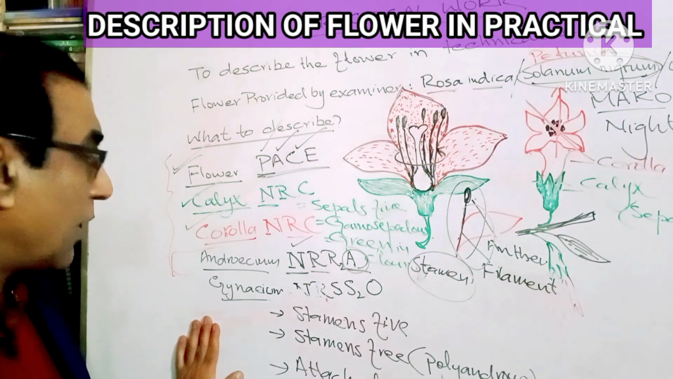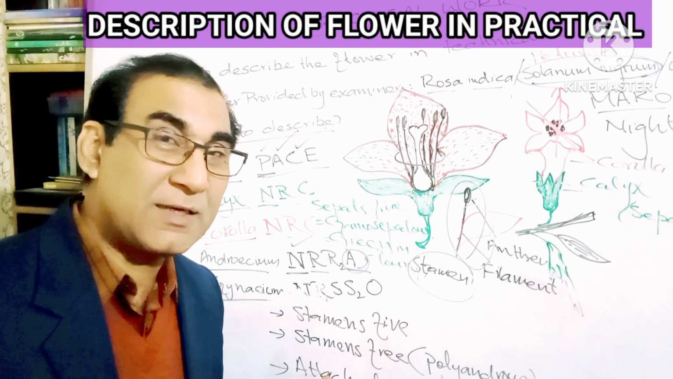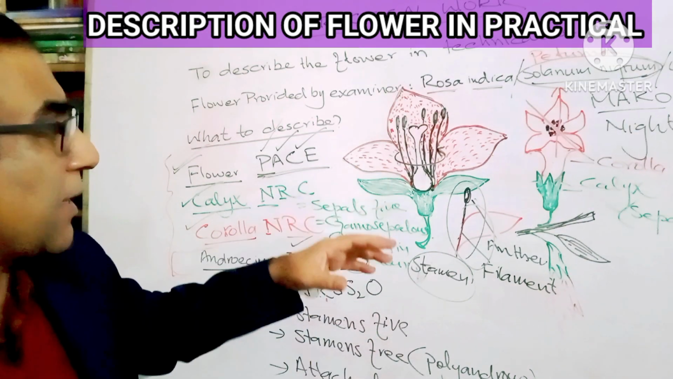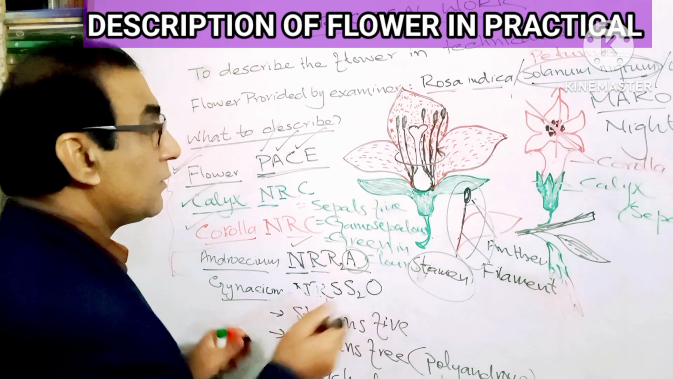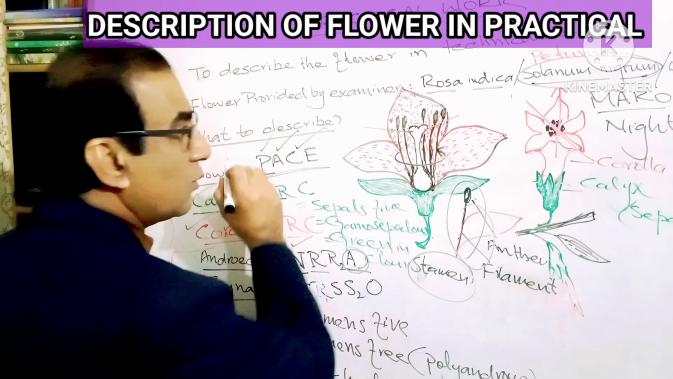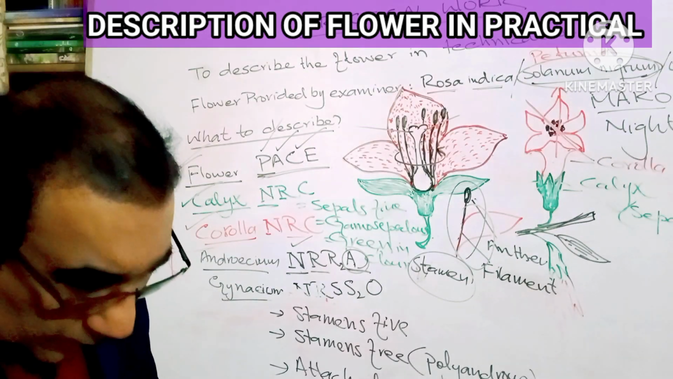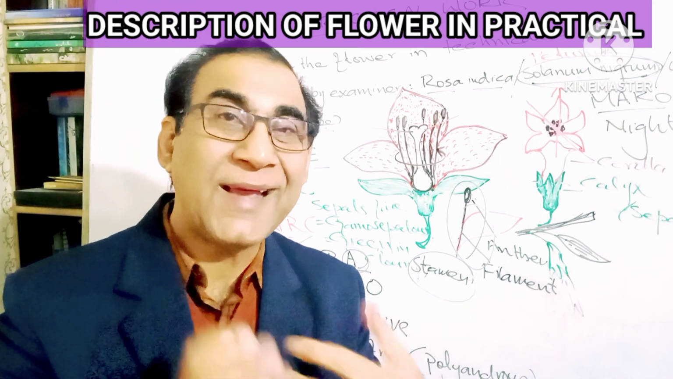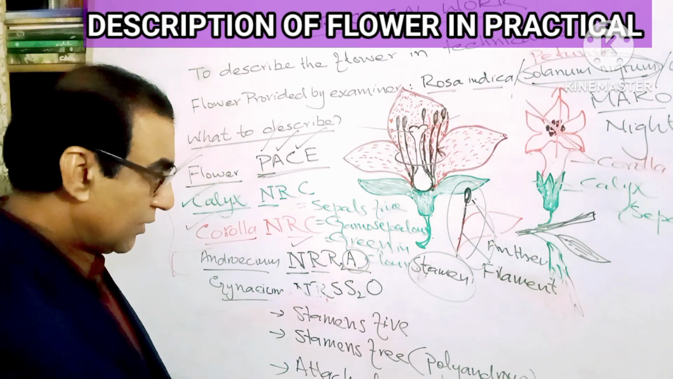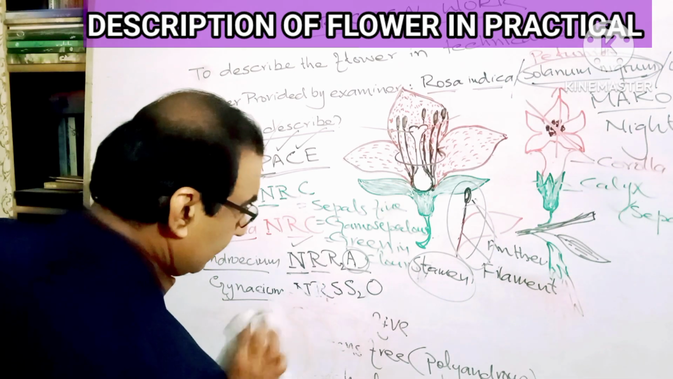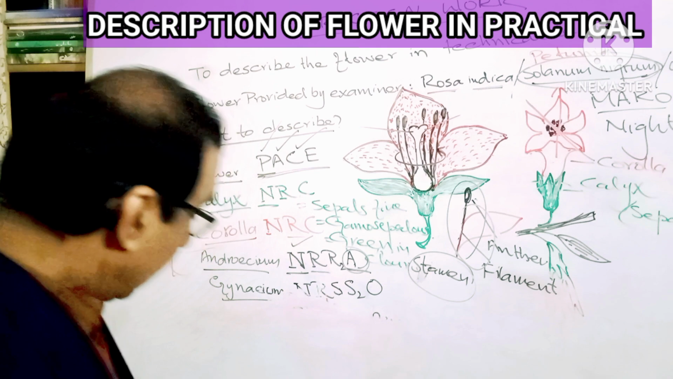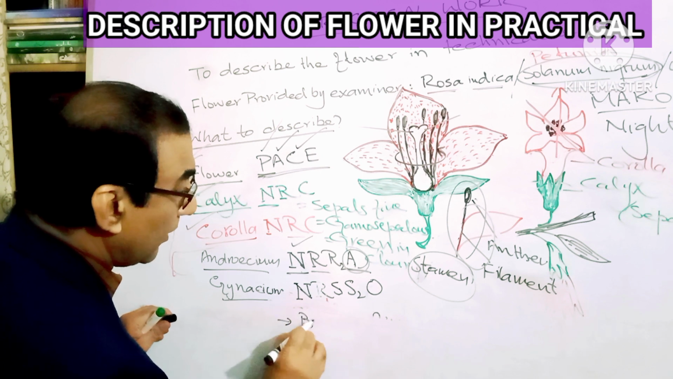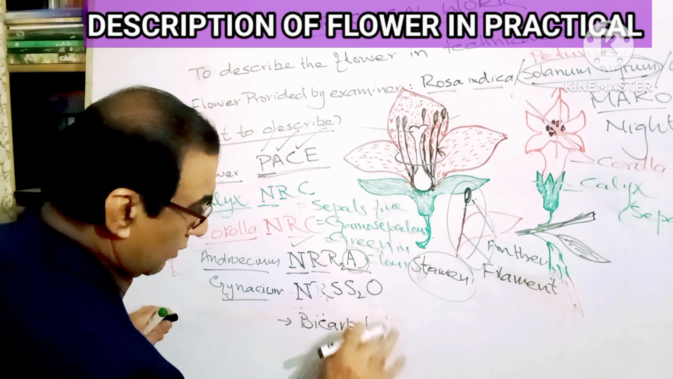Clear? Next comes what? Gynoecium. What is something you have to describe? Ladies and gentlemen, what first of all you have to describe? N. So here in this case, you can see there are two, 1 and 2. In this gynoecium, there are two carpels. So it is bicarpellary. Let me erase it now. Look, how many carpels are there? 2. So you will say bicarpellary.